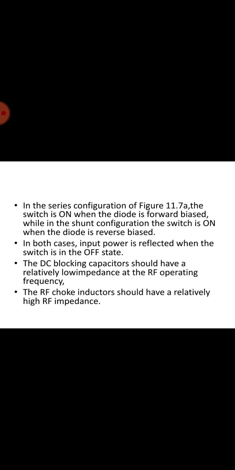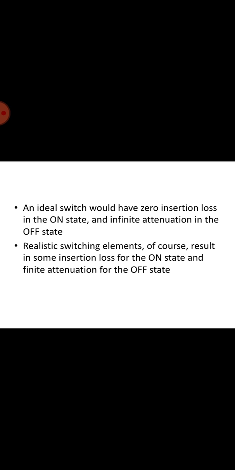The DC blocking capacitor should have a relatively low impedance at the RF operating frequency, and the RF choke inductor should have a relatively high RF impedance. An ideal switch would have zero insertion loss in the on state and infinite attenuation in the off state. Realistic switching elements, of course, result in some insertion loss for the on state and finite attenuation for the off state. This diagram shows a simplified equivalent circuit for the series and shunt single pole PIN diode switches. The first diagram shows the series switch and the second one is the shunt switch.